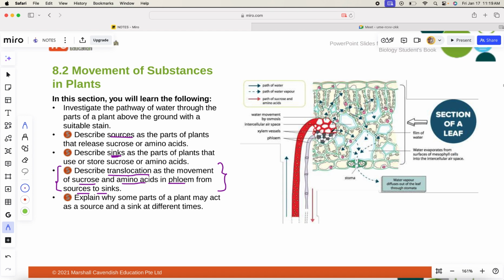Okay, the water gets into the leaf, and then the water. We'll talk about transpiration. There are two words you must know in this chapter: translocation and transpiration. The definition, you must know them in the exam. Translocation, transpiration.